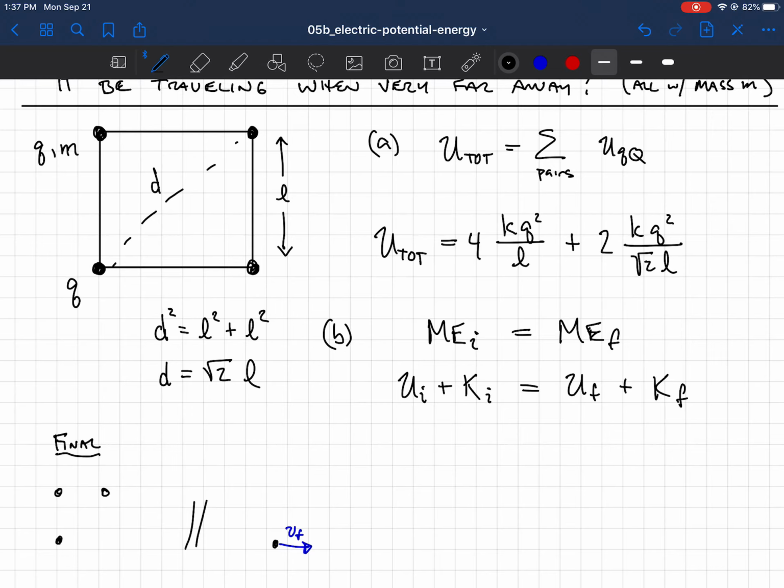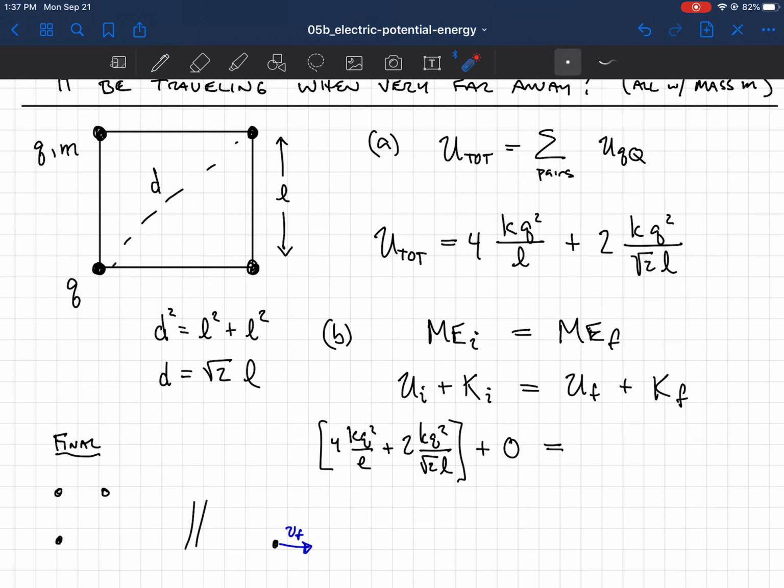So let's just try and write these things down. We already figured out the initial U value. That was from part A. So we can just write 4kq squared over L here, plus 2kq squared over square root of 2 L. That's my initial potential energy. My initial kinetic energy, well, they're all just sitting there. Nothing is moving. So all of my 1/2 m v squareds are equal to 0. So that will just be 0.